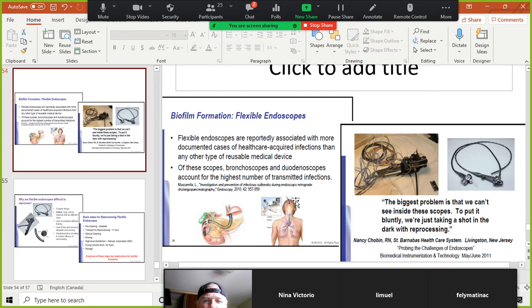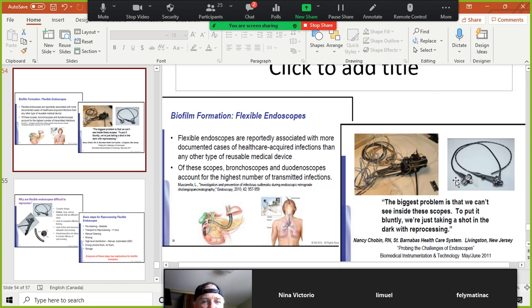What do we got here? There's our endoscopes again, and the biggest problem is that we can't see inside the scopes. To put it bluntly, we're just taking a shot in the dark with reprocessing. The outside of the scope is able to handle it, it's non-reactive and waterproof, so it doesn't interfere with your gut, and your gut won't interfere with it.